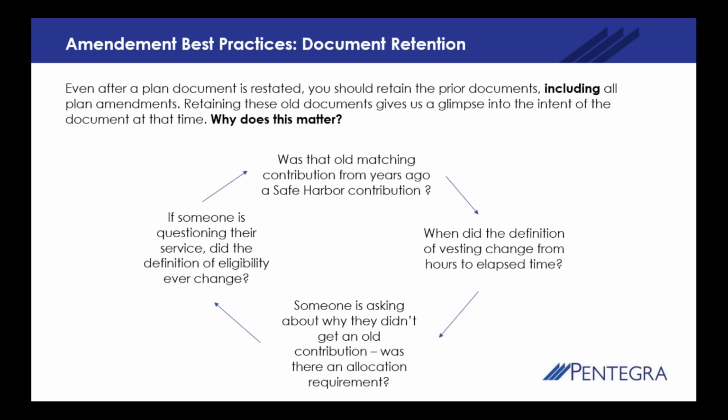I want to just say one more word about document retention. These are some actual examples that I have encountered in my experience. I mentioned some of them to you already. People I've seen question old matching contributions from old safe harbor plans. I've seen people question their vesting from 20 years ago. I've seen people asking about allocation requirements when they may have terminated on December 29th in a reduction, and why didn't they get a contribution? And the one we just talked about, definitions of eligibility change.